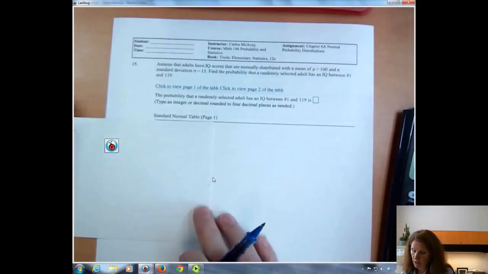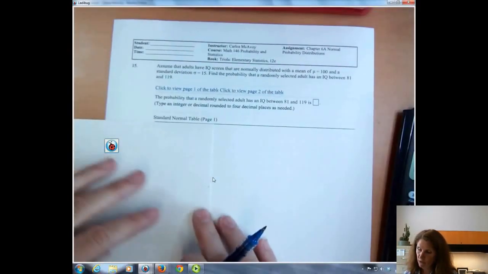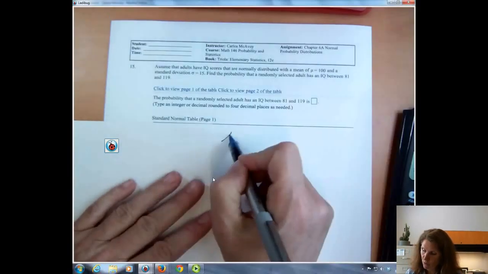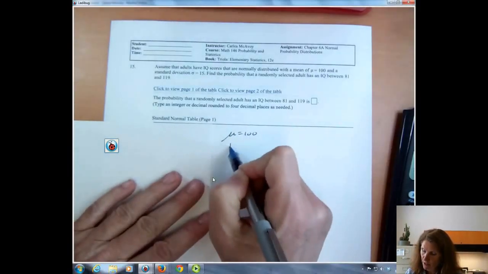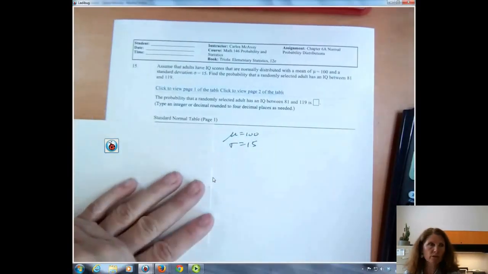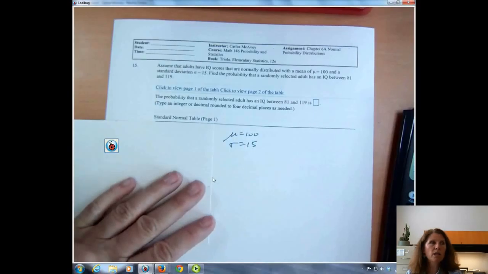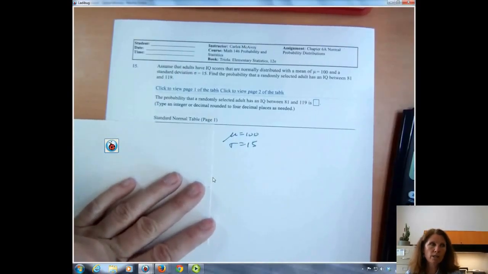All right. Assume that adults have IQ scores that are normally distributed with a mean of 100. Maybe that's actually a true value. They keep using those same ones over and over. Find the probability that a randomly selected adult has an IQ between 81 and 119.